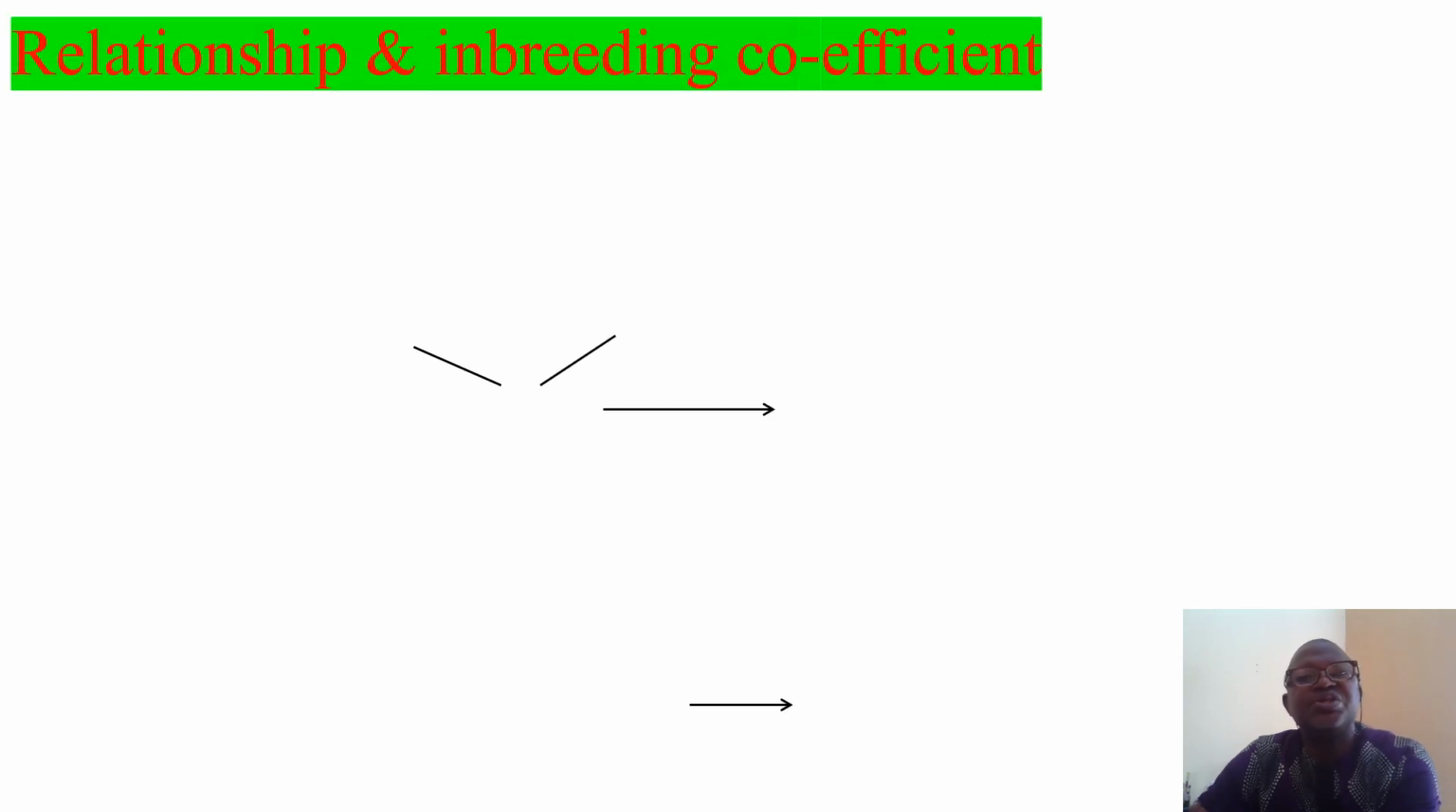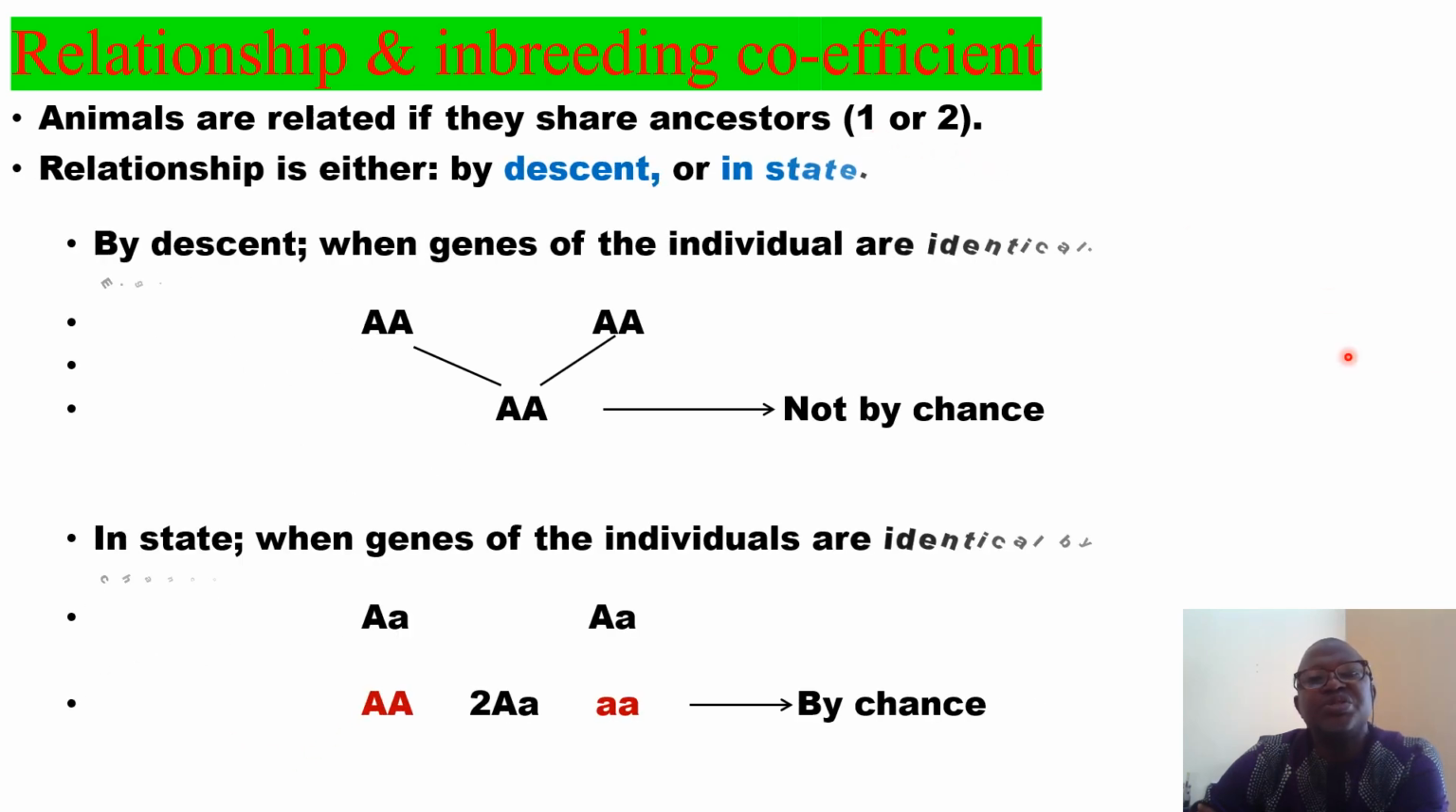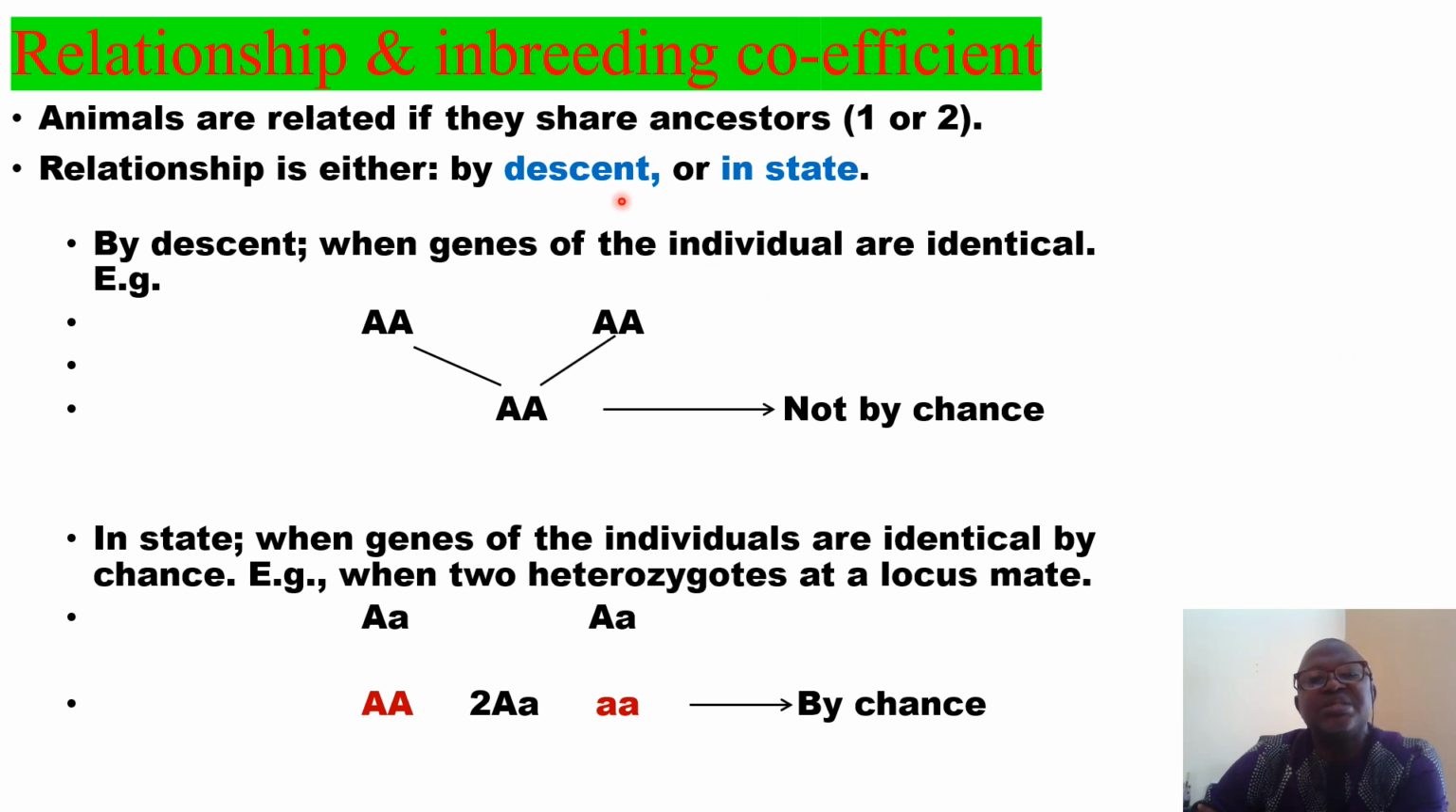So we take a look at relationship and inbreeding coefficient. Animals are related when they share ancestors. It could be one or it could be two. So relationship in this case is either by descent or in state. It is by descent when the genes of the individuals are identical. Genes of both parents are identical. So by right, by descent, the offspring will have the same genotype. So this is not by chance, this is expected.